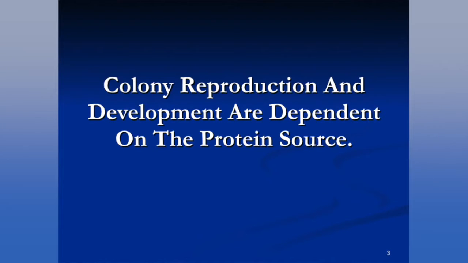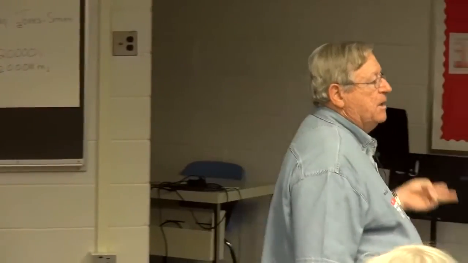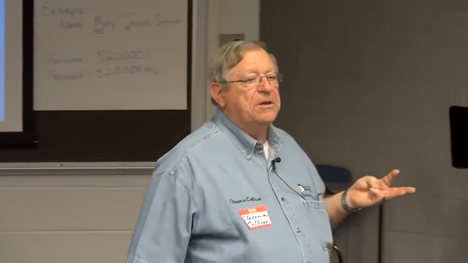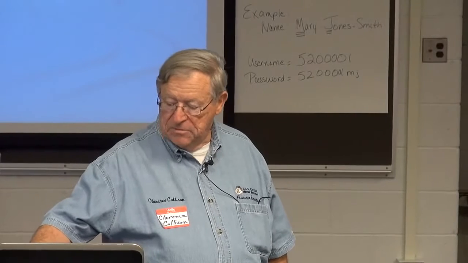Colony development and reproduction is dependent on the protein source. I didn't get a chance to talk about it, but it affects the production of vitellogenin. It's involved in the storage of nutrients in fat bodies within the bees. Protein is extremely important in the development of the hypopharyngeal glands, or the brood food glands, for the production of royal, worker, and drone jelly.